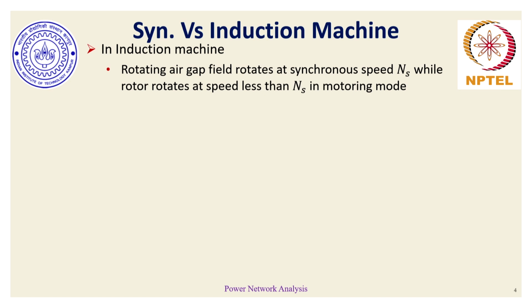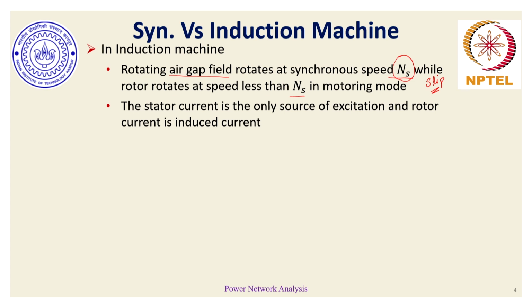Now a comparison between synchronous and induction machines. In induction machines, it's well known that the air gap field, or the MMF in the air gap, rotates at synchronous speed, often denoted by the variable ns, while the rotor rotates at a speed less than the synchronous speed in motoring mode for an induction motor. For an induction generator, the rotor rotates at a speed just above the synchronous speed. So it all depends on the slip value in terms of motoring or generating action for induction machines.